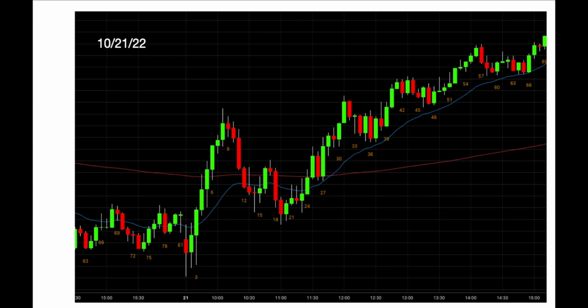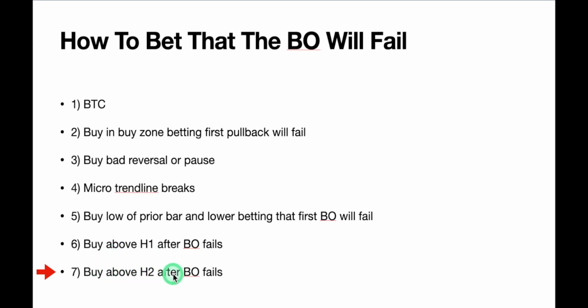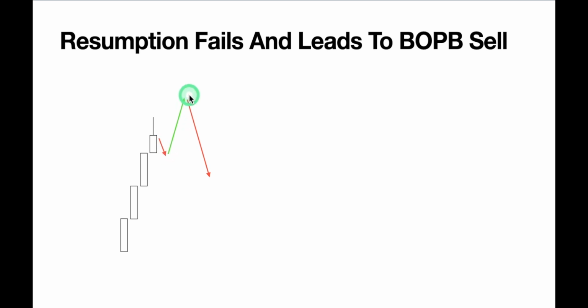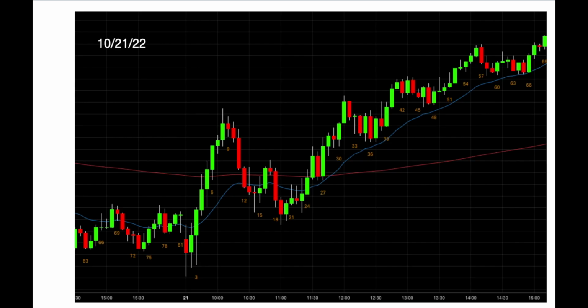And that's when we get to option 7, which is it's better to buy above a high 2 after the breakout fails. So in this kind of situation, we get to number 3, the third option, the fourth major option for attempted reversals or breakouts. So the first breakout is probably going to fail. We're going to look for the second breakout or the second reversal. So that's where we're looking for the resumption to fail and create a breakout pullback sell or a breakout pullback buy in the bull case. So here we're waiting for the high one, it doesn't come, becomes a microchannel. Now we're waiting for the first breakout to fail and looking to take the second breakout or the second reversal.